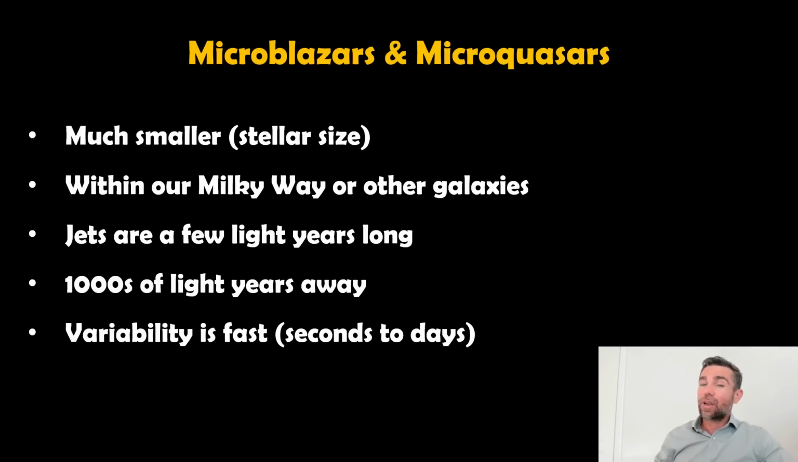And lastly, their variability can be quite fast. Because they're quite small, they can vary in their output quite quickly. Those jets can move, they become misaligned, they have much smaller accretion disks, and they can vary on the order of seconds to days. So these have much faster variability than their much larger companions, the blazars and the quasars.